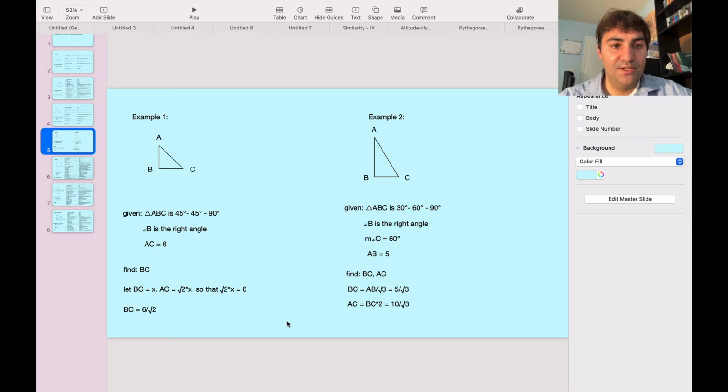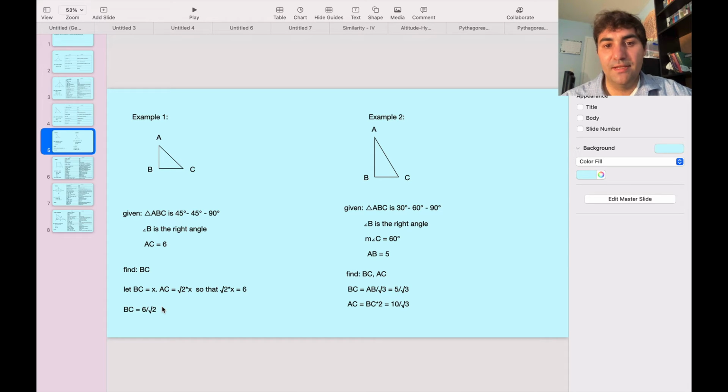Let's do some computational examples. Example 1. Given triangle ABC is a 45-45-90 degree triangle, angle B is a right angle, and length of AC is equal to 6. Find length of BC. So let BC equal X. Since we have a 45-45-90 degree triangle, we know that AC is going to be square root of 2 times X. So square root of 2 times X is equal to 6. We're just trying to find BC, so that's X. So X is equal to 6 divided by square root of 2.